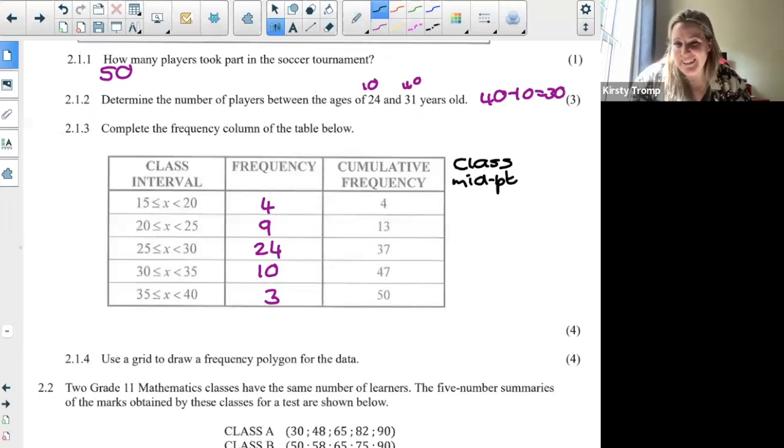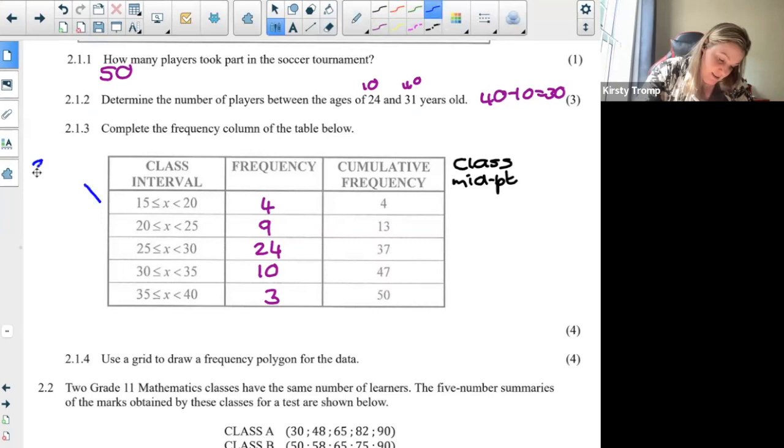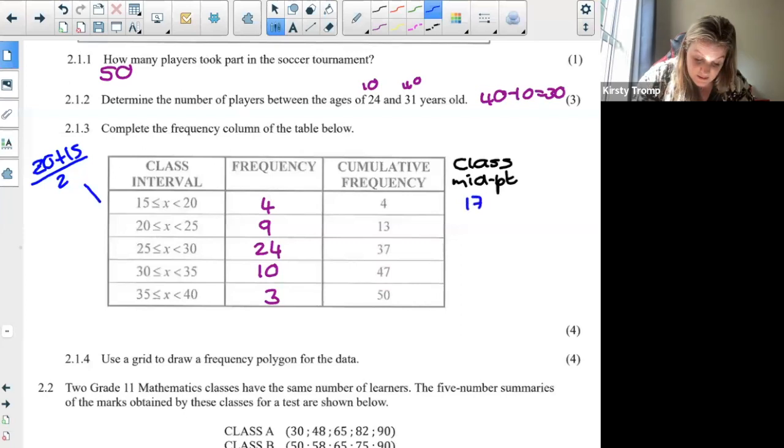Well done. Thank you. I'm going to take the lower class, I'm going to take the upper class, and I'm going to divide it by 2. I'm going to do workings here on the side for you quickly just to show you. So for this first one, I would say, in a different color, 20 plus 15 divided by 2. So 20 plus 15 divided by 2 for this first one is going to give me 17,5.